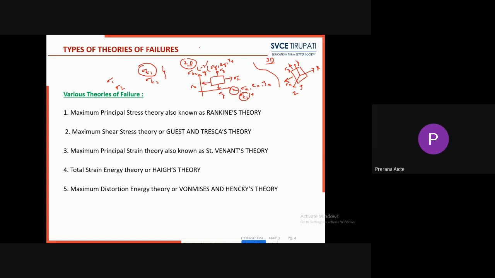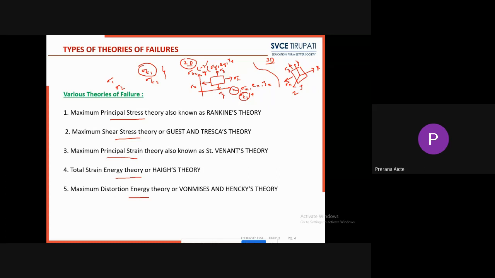With this basic information, I am going to classify the 5 different types of failures. First one is the maximum principal stress theory, second the maximum principal strain theory. Third one, maximum shear stress theory, then maximum strain energy theory, and maximum distortion energy theory. These 5 are very important for your GATE exam. They will ask one problem on these 5 theories. Please remember and try to understand very clearly. It is somewhat very tough.